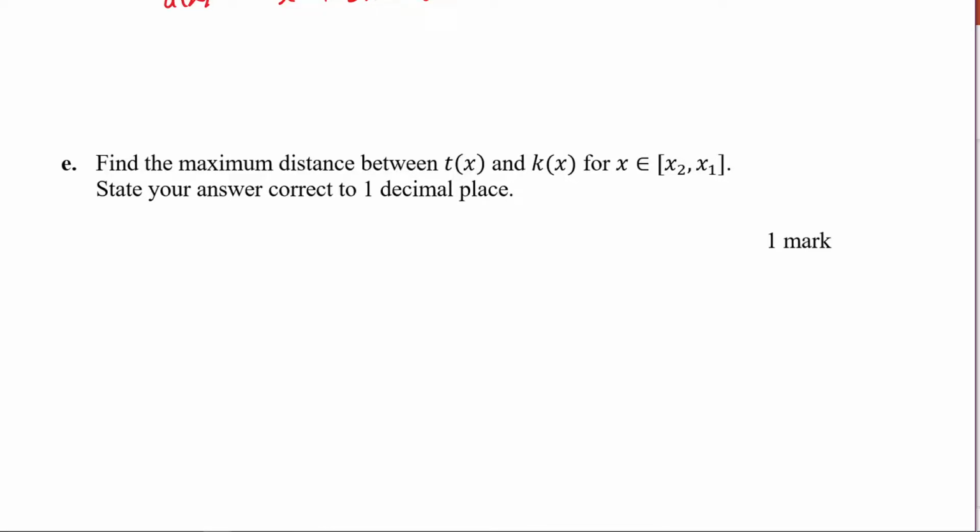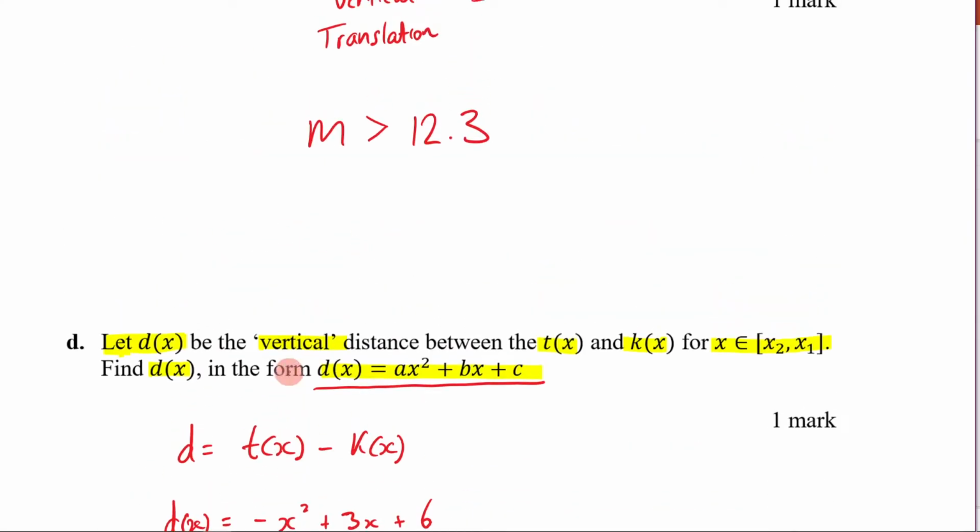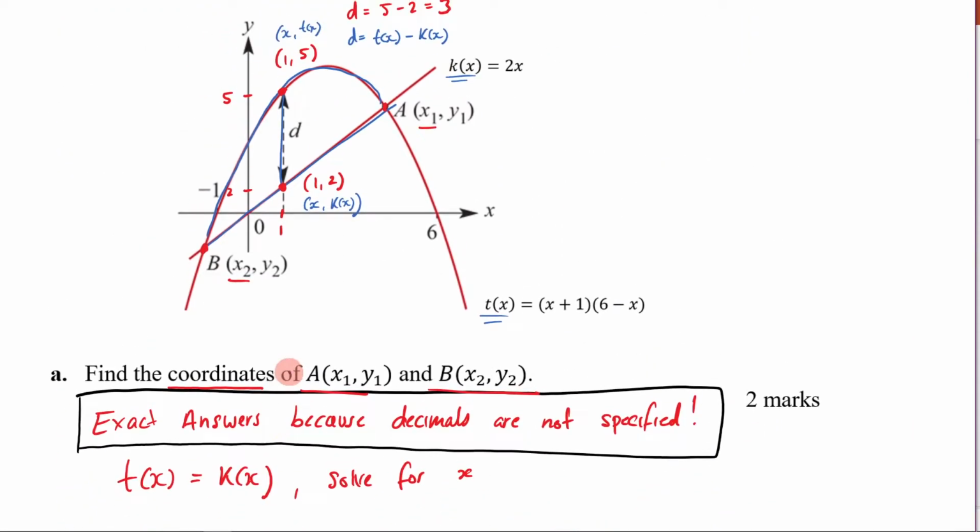Welcome. So we're going to answer this final part, which says find the maximum distance between t of x and k of x over this domain. State your answer correct to one decimal place. So now what we want to do, if we just scroll back to the very beginning, is find the maximum distance between the graphs.